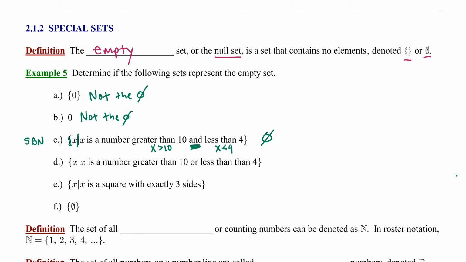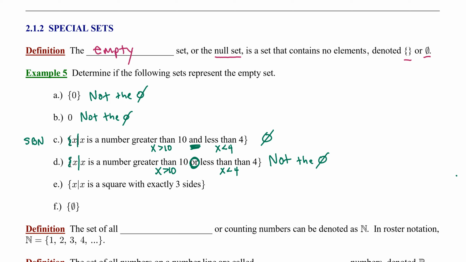Example D, the set of all x such that x is a number greater than 10 or less than 4. So in this case, we're looking for a number that is either bigger than 10 or less than 4. Notice the word or completely changes the elements of the set. The elements of the set have to either be bigger than 10 or less than 4, but not exhibiting both properties simultaneously. So we can think of numbers that are either greater than 10 or less than 4. So this is not the empty set because it contains elements.